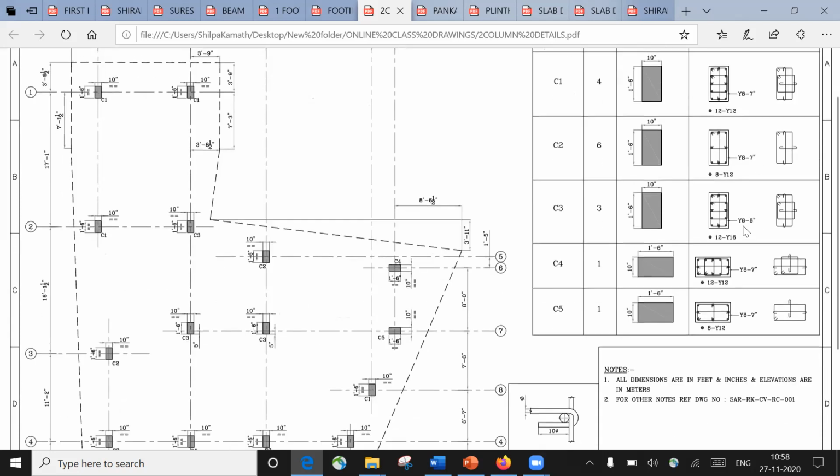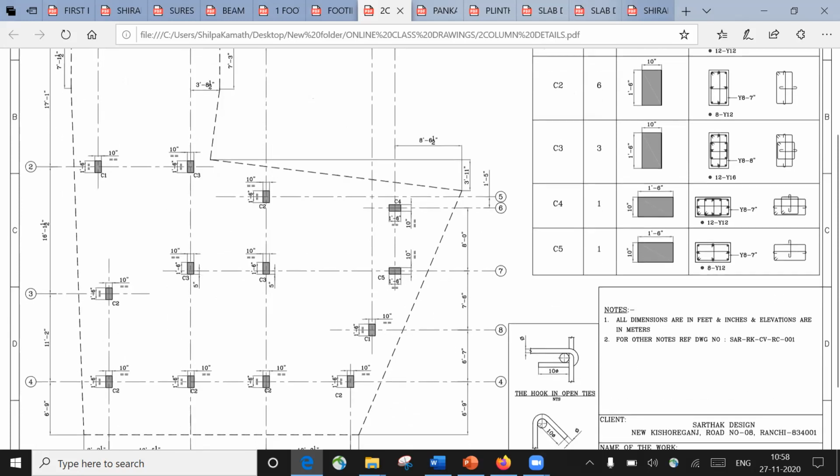And same thing is here. Again, you have to make use of 8 mm lateral ties. These lateral ties are made with the help of 8 mm bar, and the center to center spacing is 8 inches. These things I have already explained while explaining the column reinforcement details. So again, this drawing we have to refer. Again, we have to do the marking.